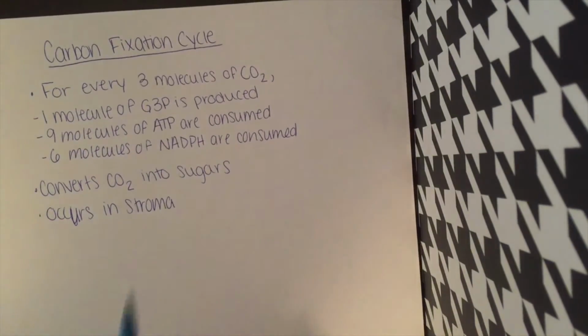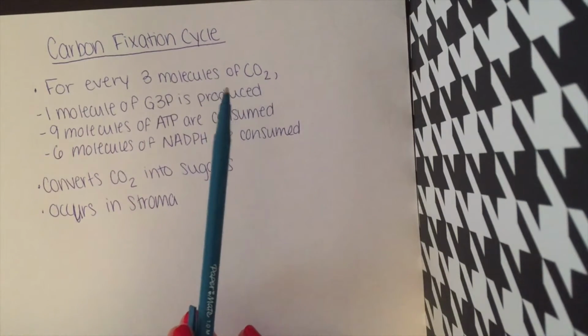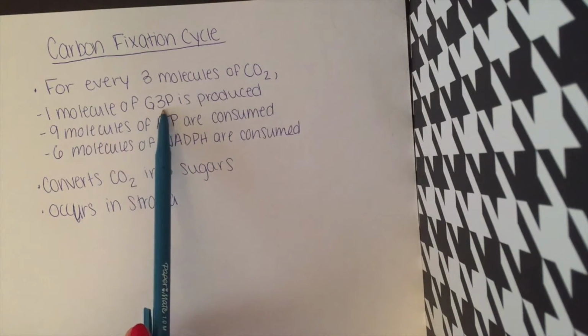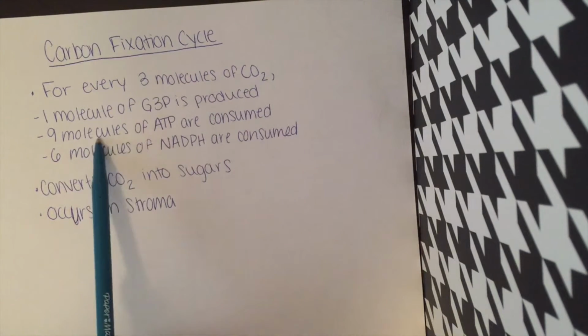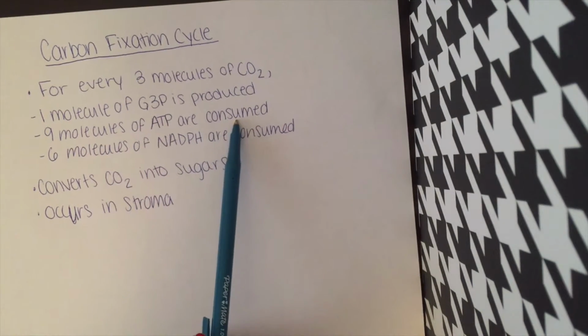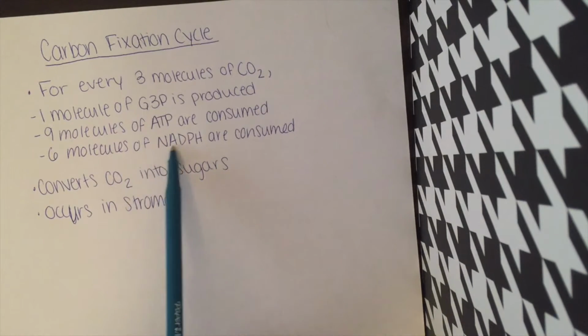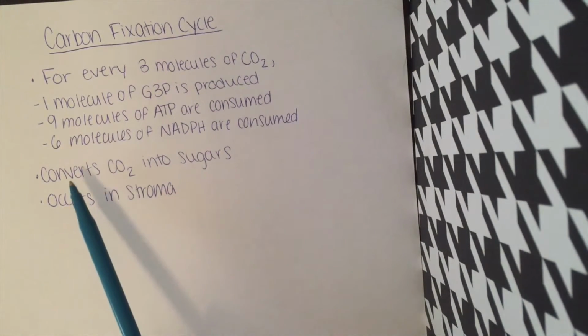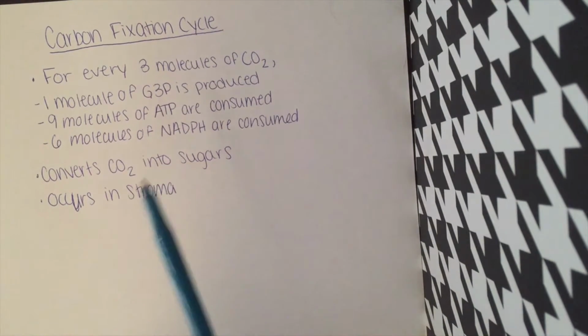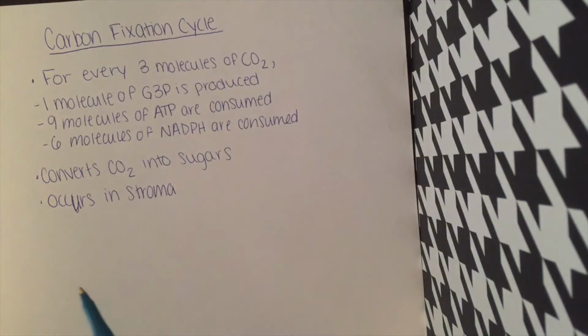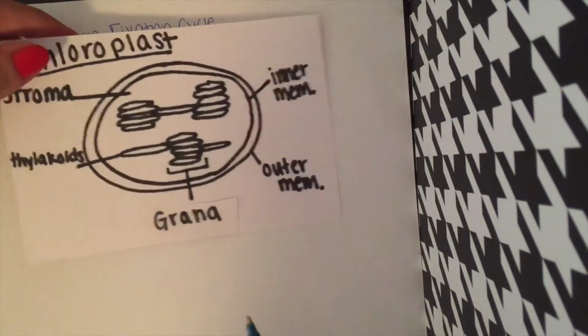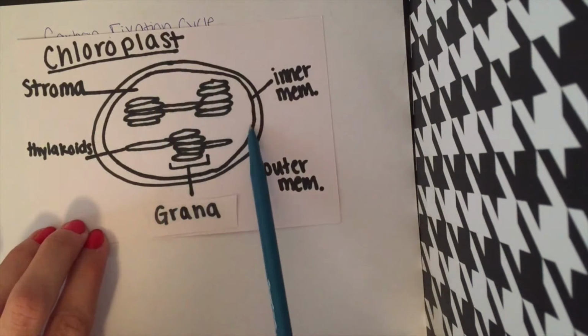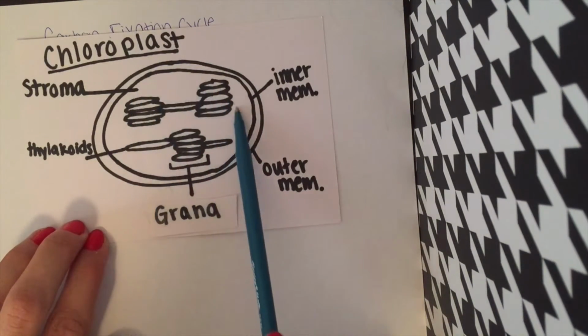So let's take a look. All we need to know for the carbon fixation cycle is for every 3 molecules of CO2 that are used, 1 molecule of G3P is produced, 9 molecules of ATP are consumed, and 6 molecules of NADPH are consumed. The carbon fixation cycle basically just converts CO2 into sugars and occurs in the stroma. So if we go back to our picture of the chloroplast, it occurs in this space between the inner membrane and the thylakoids.